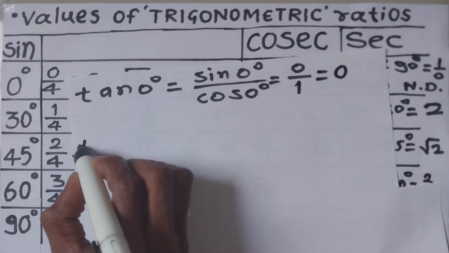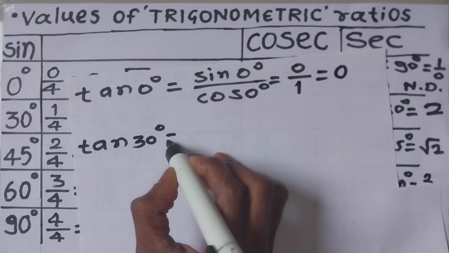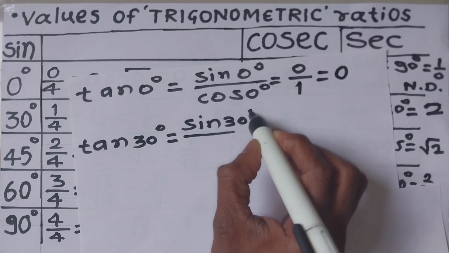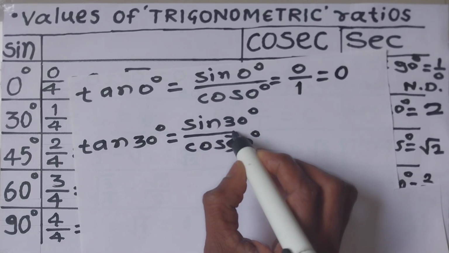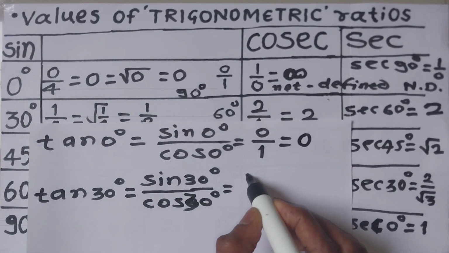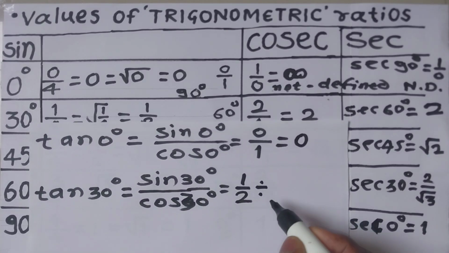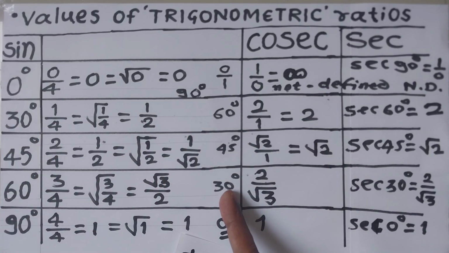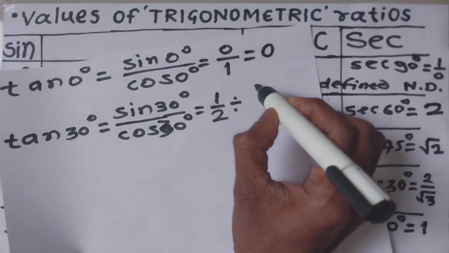Then in the same way we will find out tan 30 degree. Tan 30 degree means sin 30 degree upon cos 30 degree. Sin 30 degree is 1 upon 2. Now instead of this I will put the sign of division. Sin 30 degree is 1 upon 2 and cos 30 degree is root 3 upon 2.